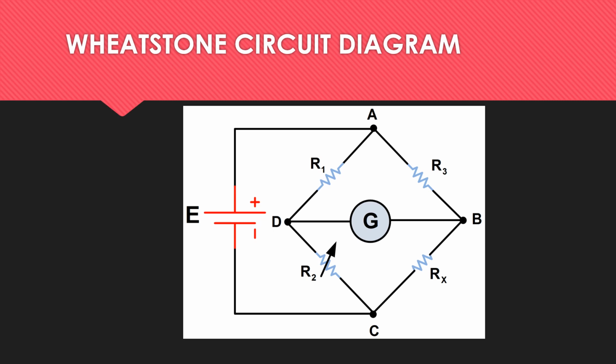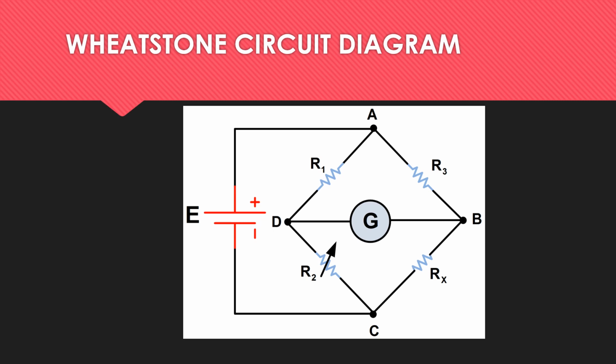And also the current that flows through R1 and R2 will be the same when no current flows through the galvanometer, while the current flowing through R3 and Rx will also be the same. Another thing to note is that R1 and R3 are two resistors in parallel, whereas Rx and R2 are also resistors in parallel at the balance point.